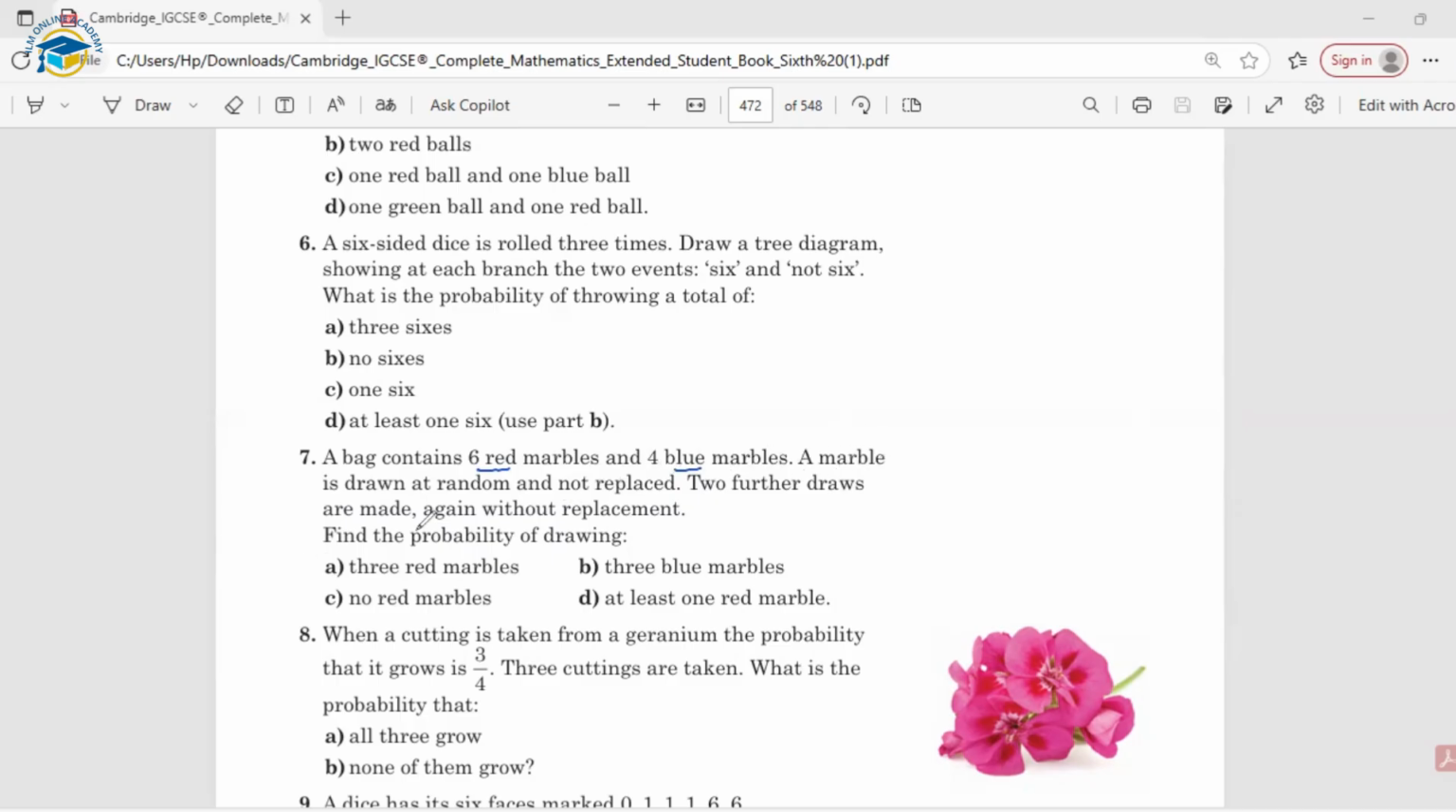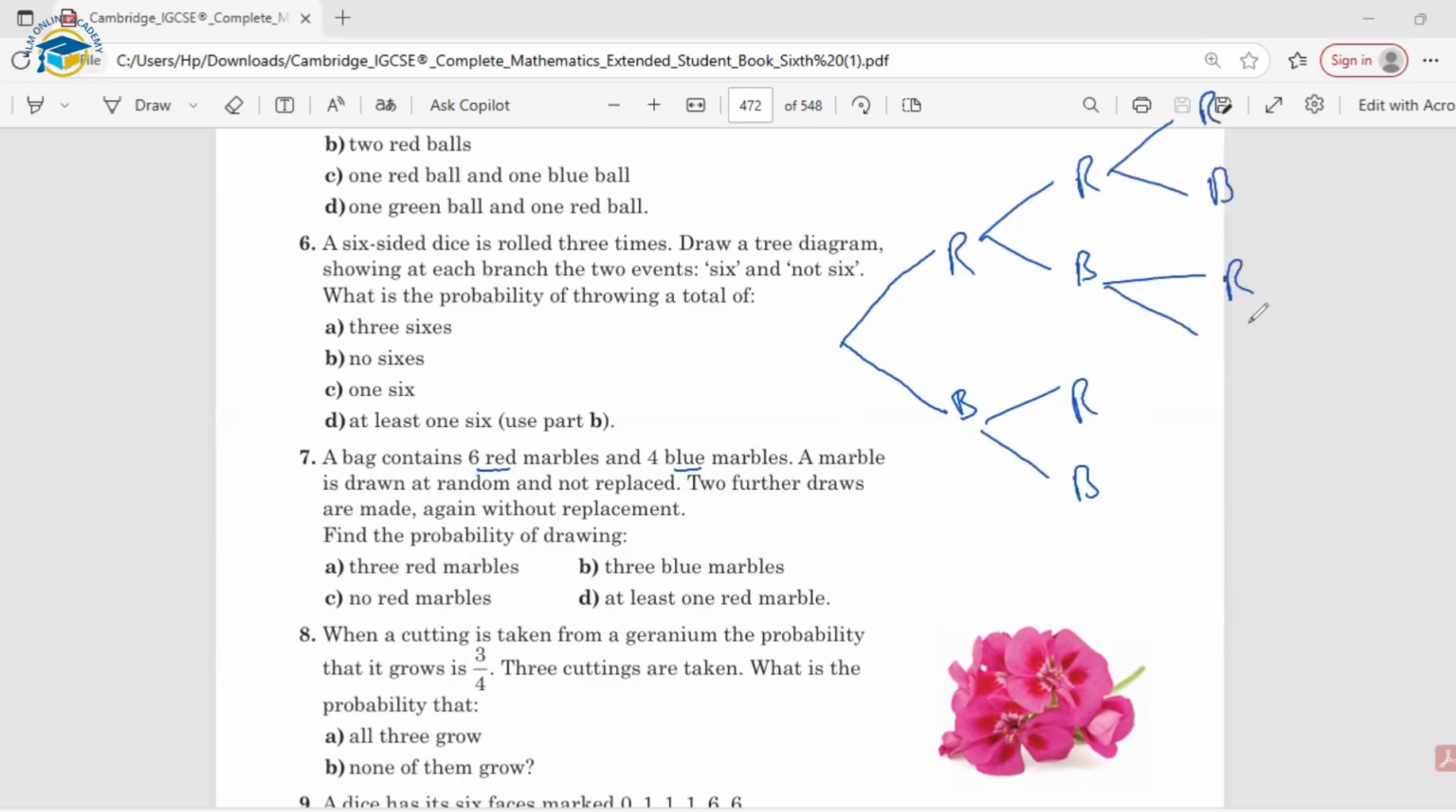So they're saying two further draws are made. First of all, they're drawing one, and then two further draws. So it means that total draws are 3. Okay. And again without replacement, they're not replacing it back. So we need to find the probability of drawing 3 red marbles and so on. First of all, we will complete the tree diagram. We have two types of marbles, red and blue. So for 3 draws we will go with red, blue, red, blue, again red, blue, red, blue, red and blue. Here as well, red and blue.